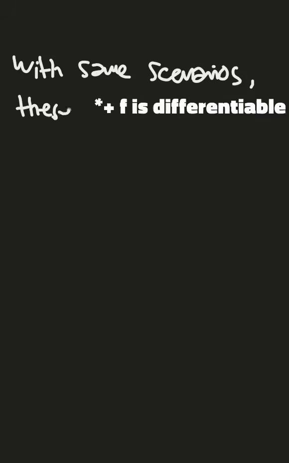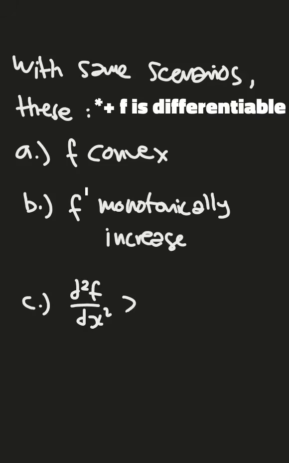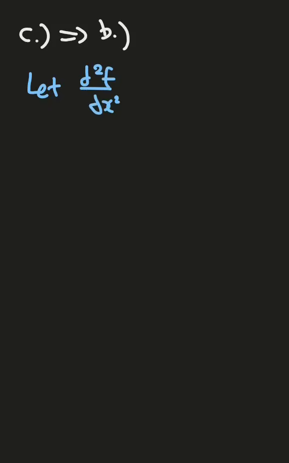In the same scenario, letting f be a differentiable function, we have the following: f is convex, the first derivative of f is monotonically increasing, and the second derivative being greater than or equal to 0 are equivalent statements. First, let's start by proving C implies P. Let the second derivative of f be greater than or equal to 0.